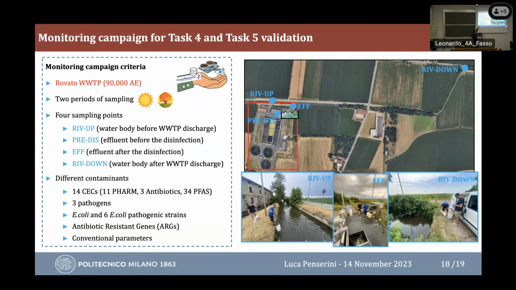In particular, we are looking at 14 contaminants of emerging concern, plus 34 PFAS, which is a class of contaminants of emerging concern, but a bit different. Also 3 pathogens, different pathogenic E. coli strains, and antibiotic-resistant genes.